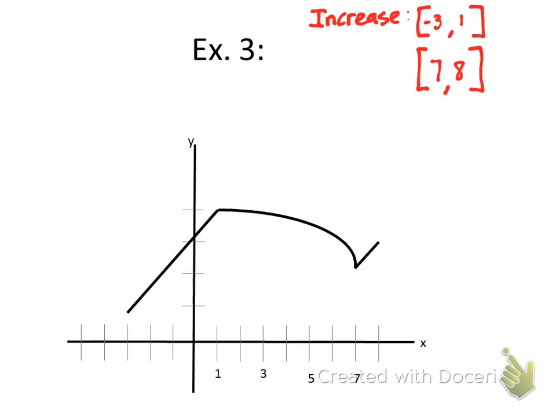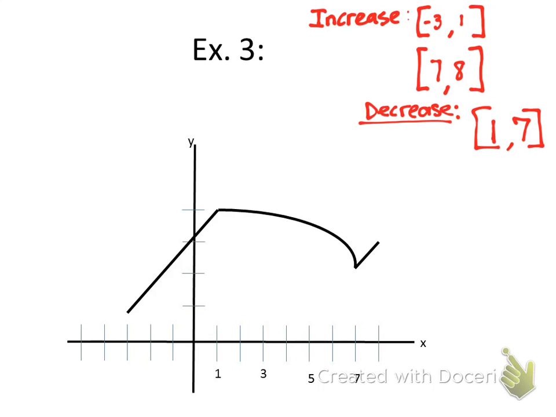Now, there's one decrease. Everyone on your whiteboards, tell me what's your decrease. Where does this one decrease? Good. So your answer should be 1. It's decreasing at 1, 7. Okay.